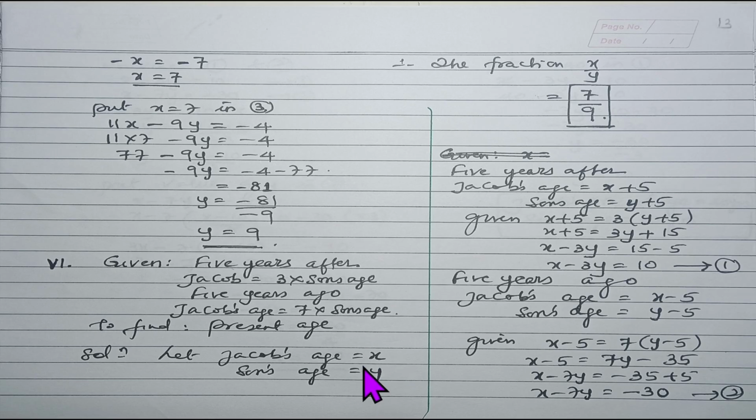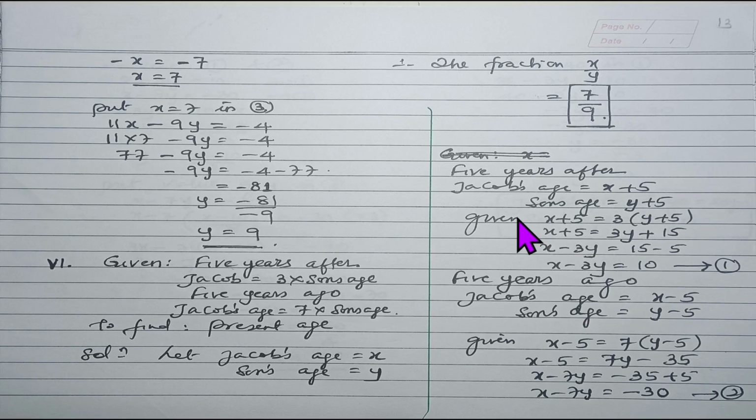Now 5 years after, what will be Jacob's age? It will be x plus 5. And what will be the son's age? y plus 5, naturally. After 5 years, Jacob will be 5 years older, son also will be 5 years older, so it is x plus 5 and y plus 5.